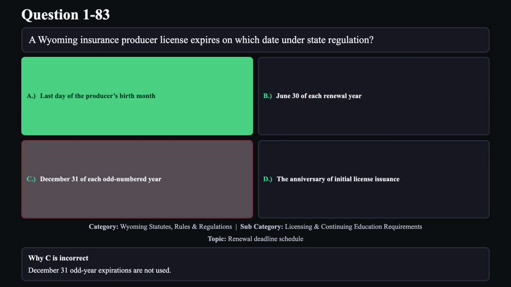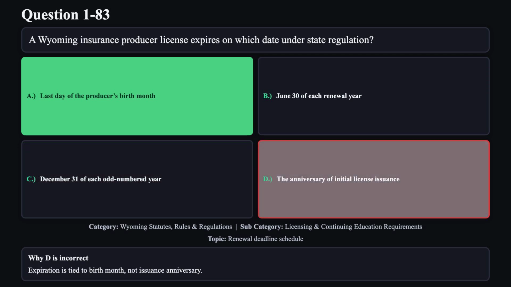Reason C is not correct. December 31st odd-year expirations are not used. Reason D is not correct. Expiration is tied to birth month, not issuance anniversary.